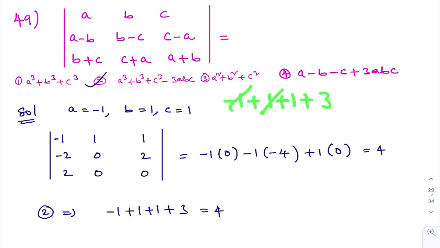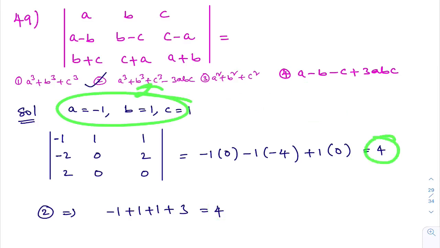Plus 1 minus 1 will get cancelled. You are getting 4. So here also 4 is there. So when I substitute these values in the second option, it is giving 4. So that's why this option is the right option. I hope you are understanding. Right, this is the easy way of doing these problems.